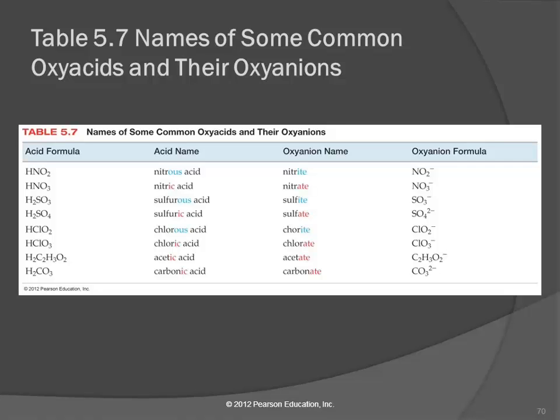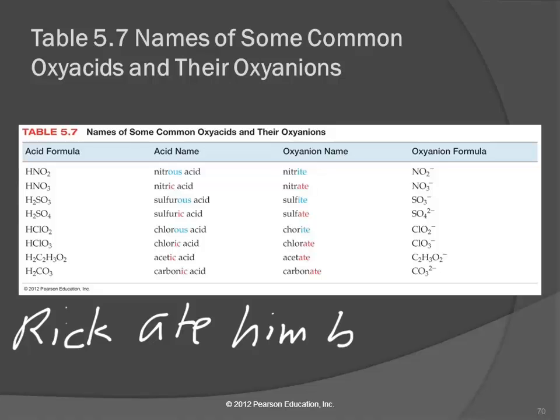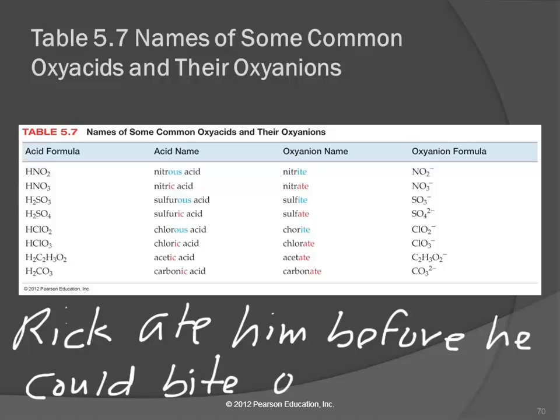Well, I have a silly sentence for you. Hopefully I can write this, but I'm going to give up on that and just use my finger. My finger works better. Okay. Rick ate him before he could bite us. How's that for silly? This is like the horses need oats thing.